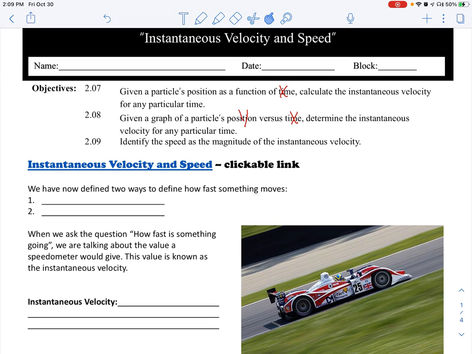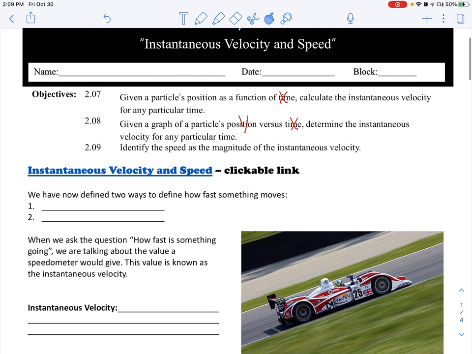We have now defined two ways to define how fast something moves. So we definitely have talked about speed and velocity. Again, might be worth your time to pause the video and watch that because who can get enough math? When we ask the question, how fast is something going? We're talking about a value of the speedometer that you would read. This value is known as the instantaneous velocity.